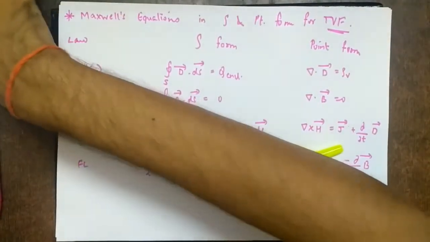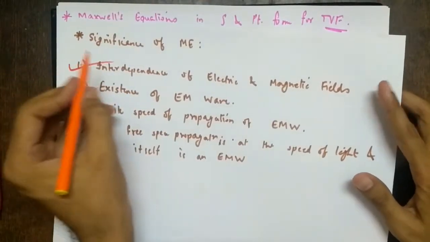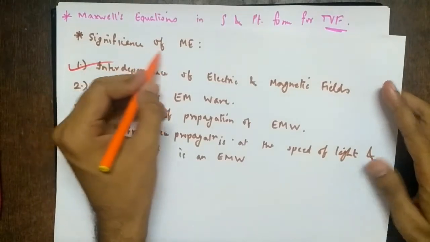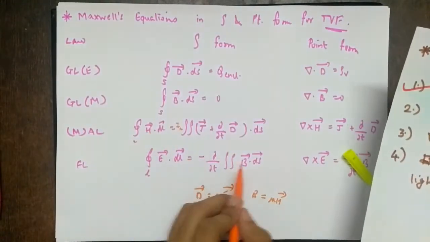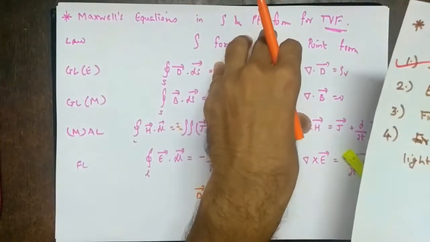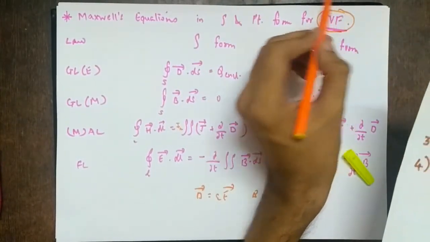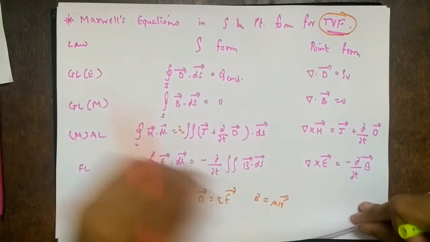So this was our first conclusion from the Maxwell's equations. That page I have again kept, as I said last week. The significance of Maxwell's equations, first point, is the interdependence of electric and magnetic fields. Means if E vector is there, H vector will be there, and if H vector is there, E vector will be there. Remember, this is for the time varying case, not for the static case. If E is there and H is not there, it is not possible for the time varying case.